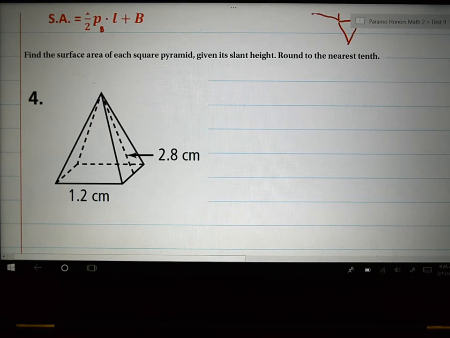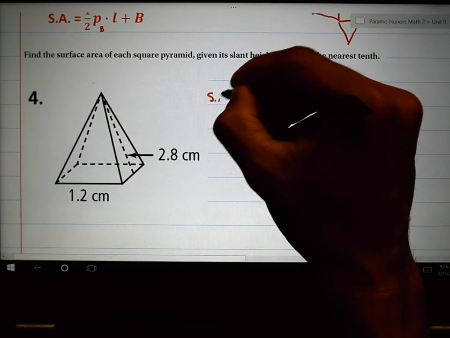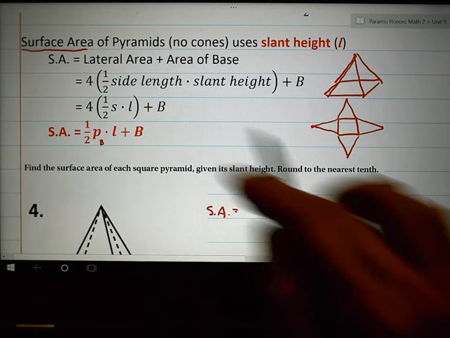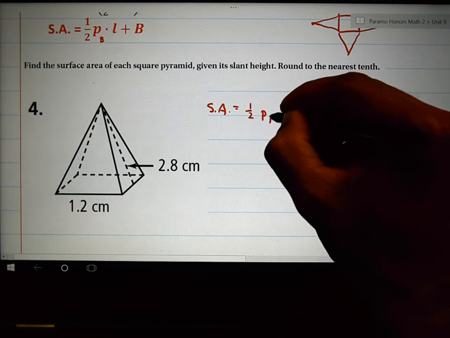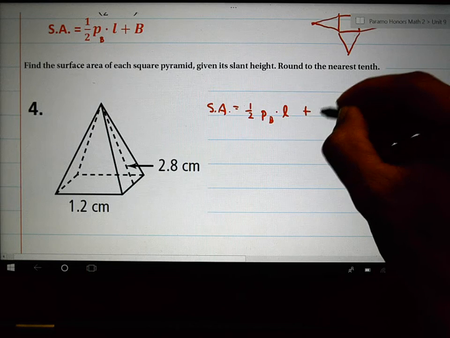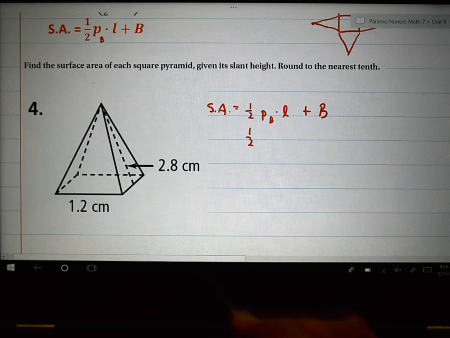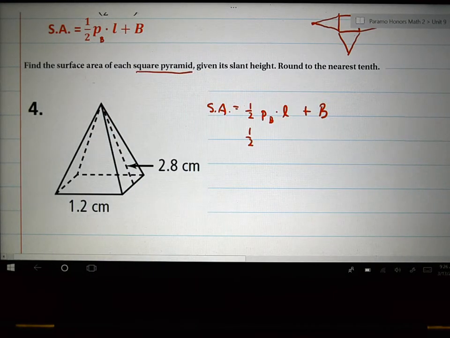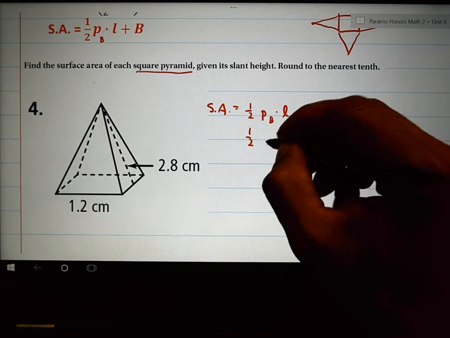Number 4, find the surface area of the square pyramid given its slant height, round to the nearest tenth. So I'm going to use this formula, 1/2 the perimeter of the base times the slant height plus the area of the base. What is the perimeter of this base? If this is a square pyramid, that means the base is a square. Squares have all sides that are the same. If this is 1.2, what's the perimeter going to be?